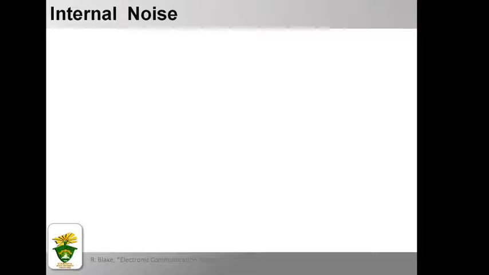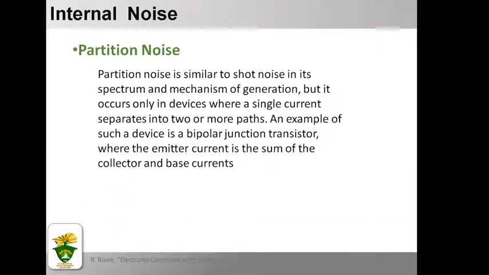Another type of noise is partition noise. Partition noise is similar to shot noise in its spectrum and mechanism of generation, but it occurs only in devices where a single current separates into two or more paths. An example of such a device is the bipolar junction transistor, where the emitter current is the sum of the collector and base current.